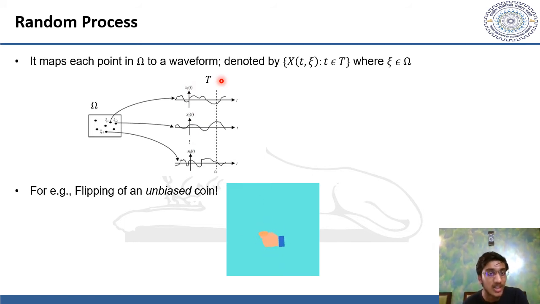Essentially, all of the processes in real life are random in nature. And a very good simple example of this would be the flipping of an unbiased coin, because it can either be a head or a tail. That is, the outcome is completely random.